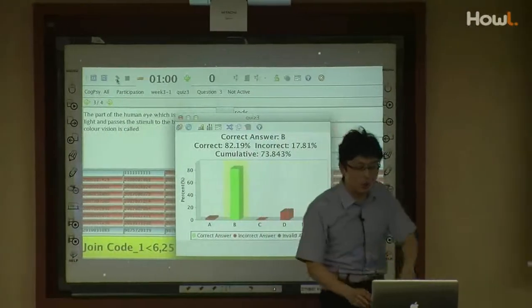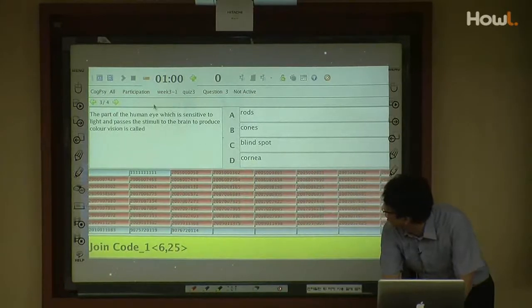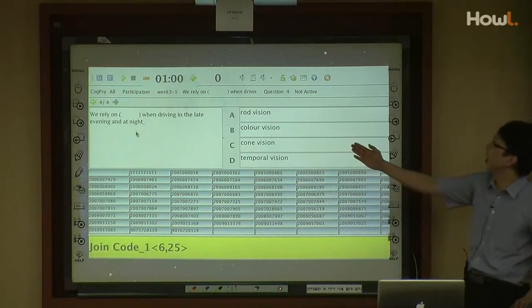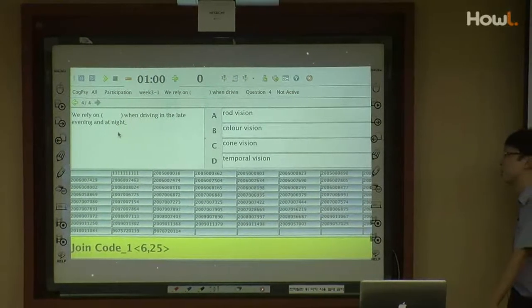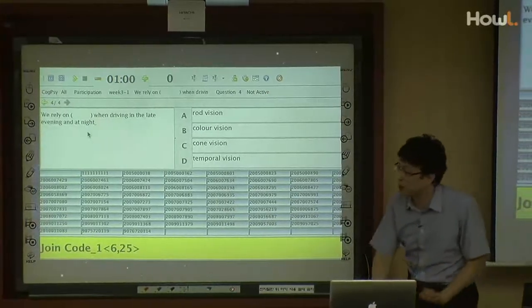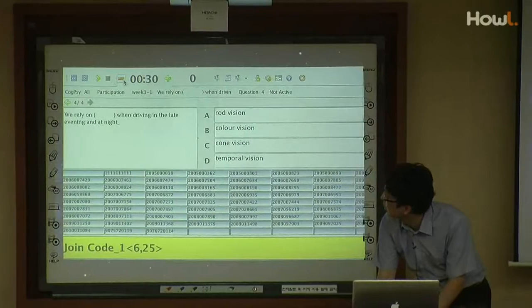Okay? That is automatically linked to the next question, which says we rely on what when driving in the late evening and at night? Rod vision, color vision, cone vision, or temporal vision? It must be a very simple answer. So I reduce this one to 30 seconds.